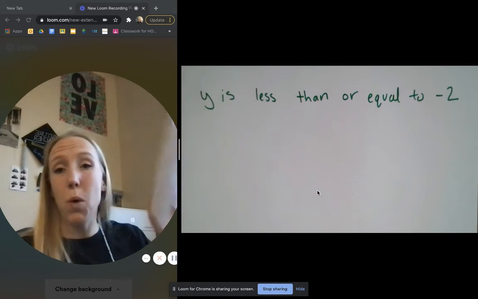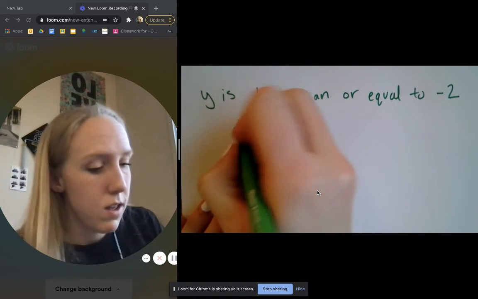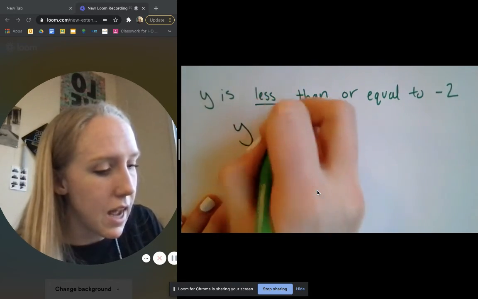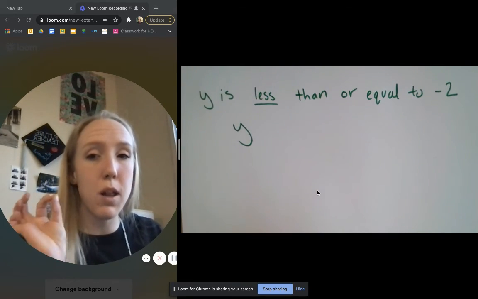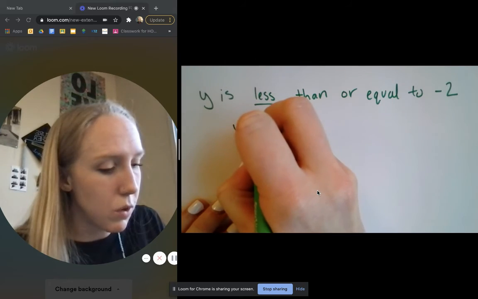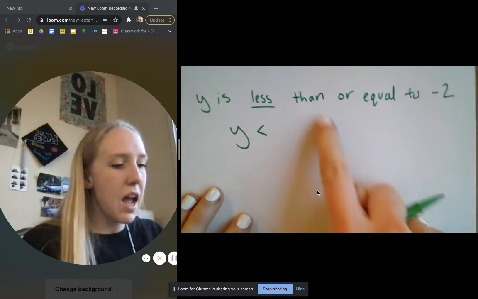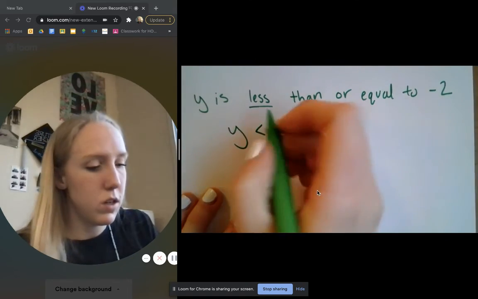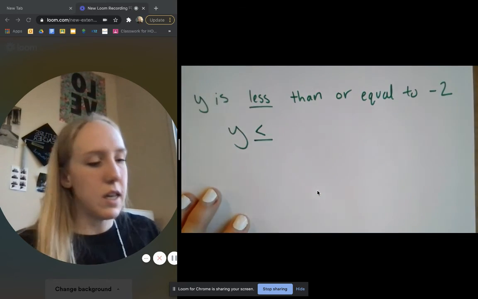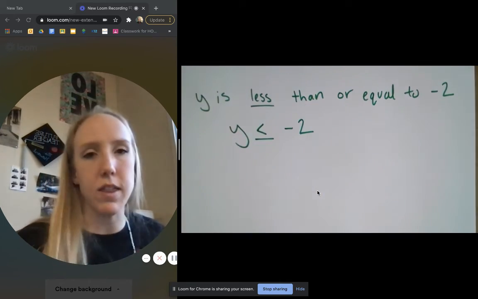So we can start with y, and we know that y is less. So we're going to put the small part of the sign, that small point, towards the y. And then it says or equal to -2. So that is how you would write that one.